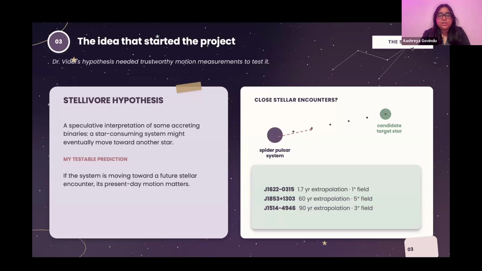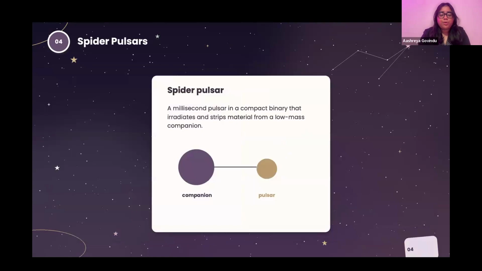And through the previous work done towards this hypothesis, one question that was raised is, are these proper motions accurate? Because if we're doing trajectory analysis, but our data is wrong, then the analysis is sort of also wrong by result. So before I get into that, I want to go through what spider pulsars are, because when I started this project, I also had no idea what a spider pulsar was.